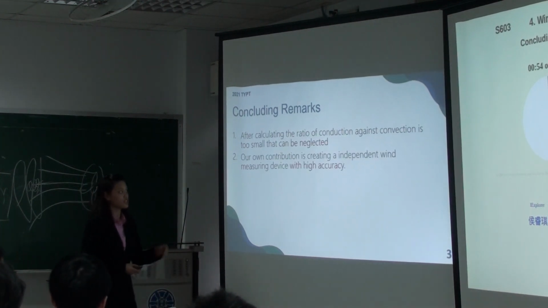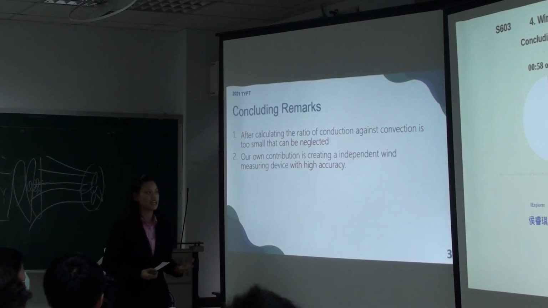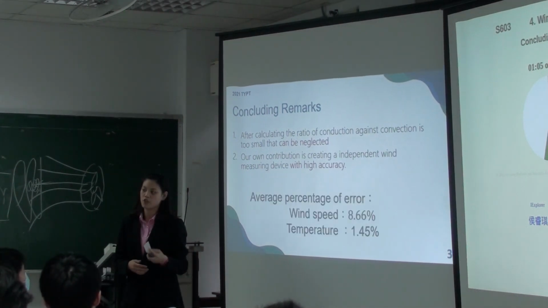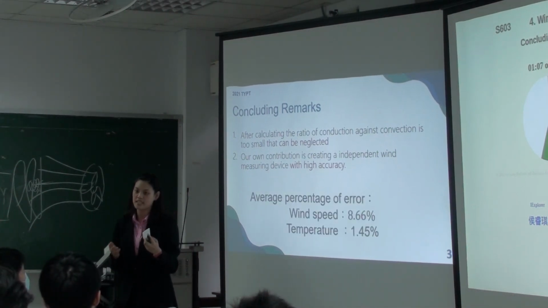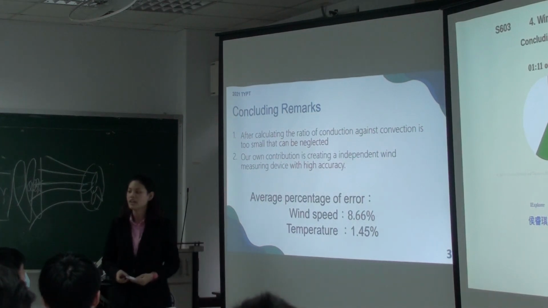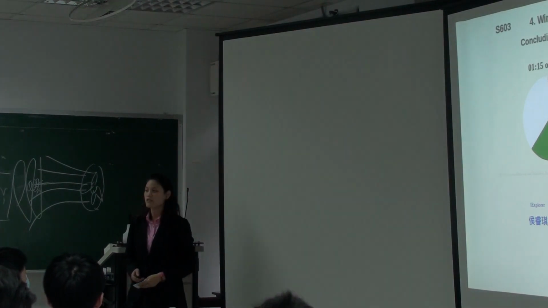And the third is that my own contribution in this experiment is that I created an independent wind speed anemometer, because I use two wires so that I can measure the temperature of the fluid and the wind speed at the same time, and my device also has a high accuracy. So this is my concluding remark. Thanks for listening.